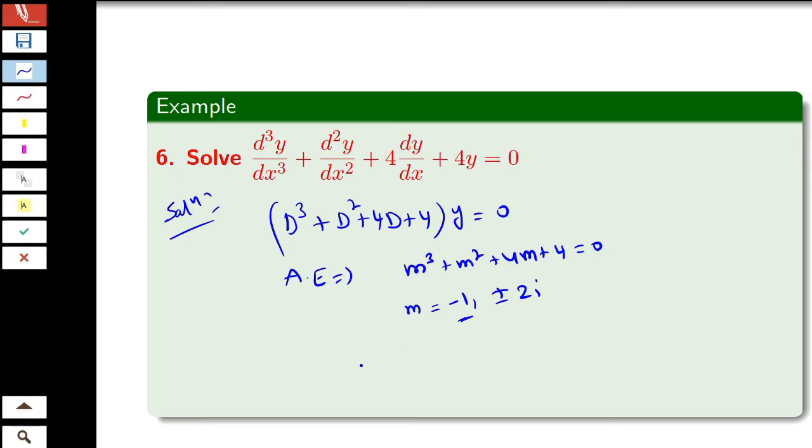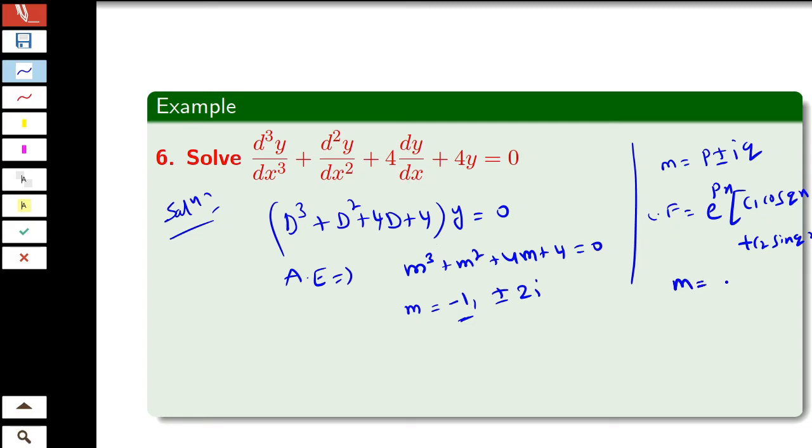So what does minus 1 represent? Real. And plus or minus 2i, we know if m equal to plus or minus iq, it comes as a pair. So what is your solution? CF is, remember this formula, e power px, c1 cos qx plus c2 sin qx. Here our root is plus or minus 2i, which means the real part p is 0, and q equal to 2. Then write the solution. Therefore CF implies y of x equal to, first part you can write as minus 1, that is real.